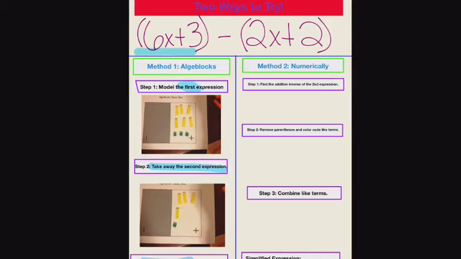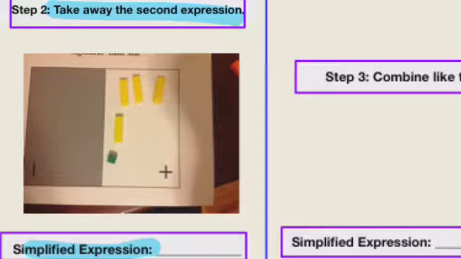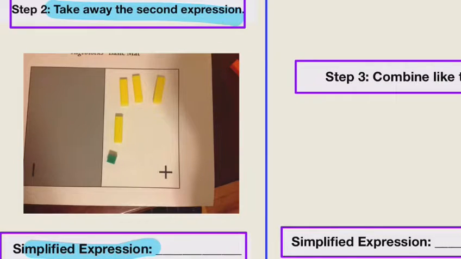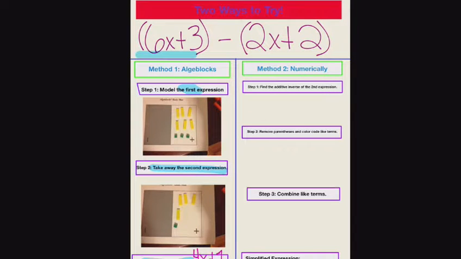Now we need to write down our simplified expression that's being shown here. So here we've got positive 4x plus 1. That's our simplified expression for when we're subtracting, 4x plus 1. Now let's try the same problem numerically.